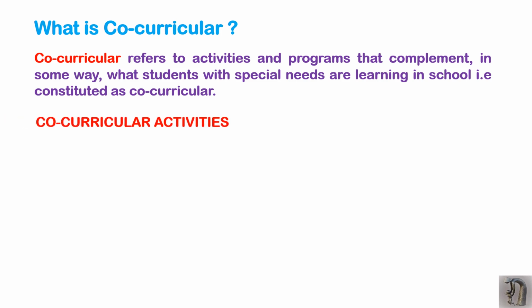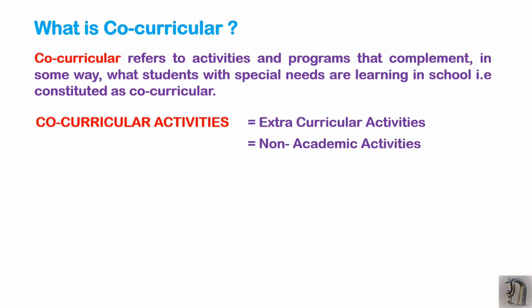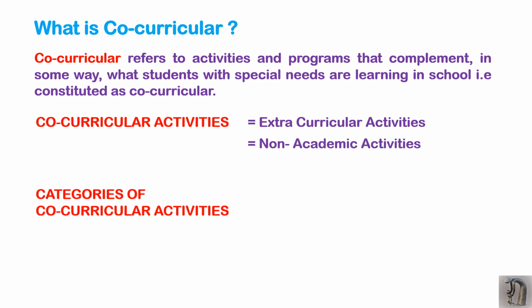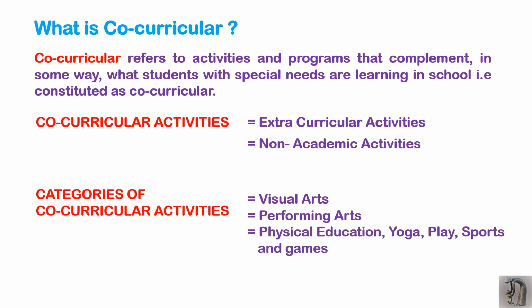Don't get confused. Just understand what co-curricular activities are. Co-curricular activities are equal to extracurricular activities, that is, non-academic activities apart from your subjects. So what are the categories of co-curricular? Here, you would have seen visual arts, performing arts, and physical education. Most of the time we know physical education. When we talk about co-curricular, what comes to our mind is sports, games, play, physical education. But let us understand visual and performing arts, and then we can understand how to do the adaptation.